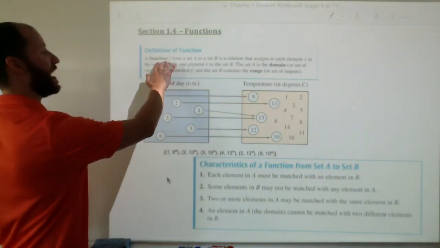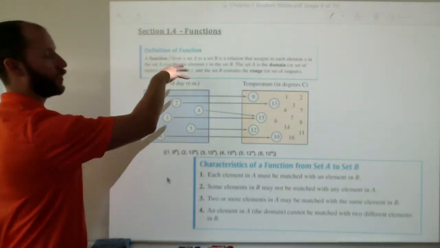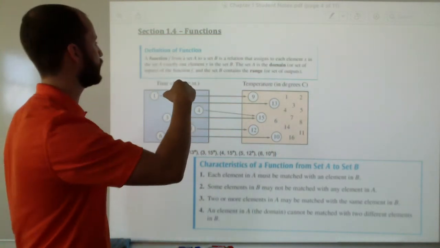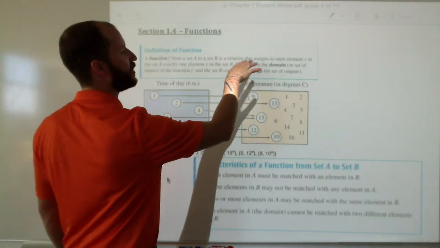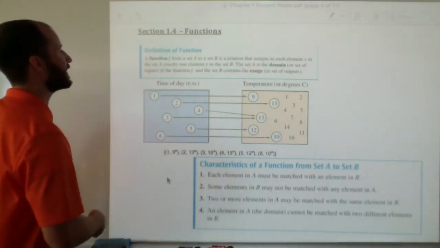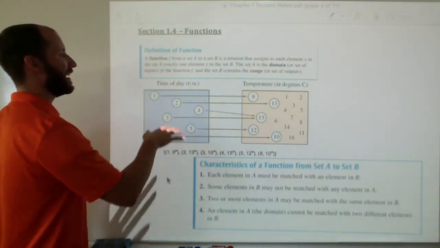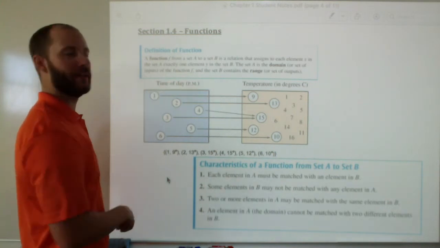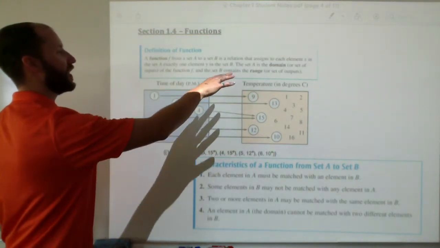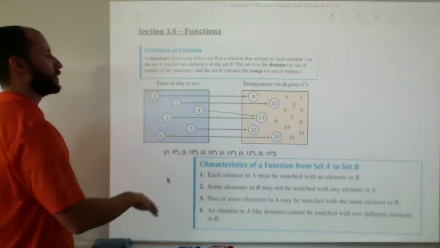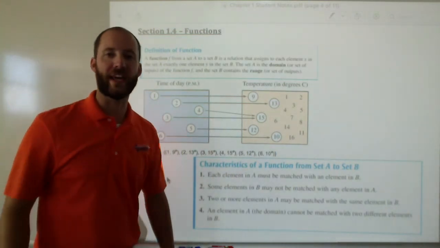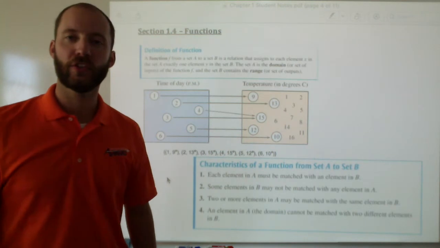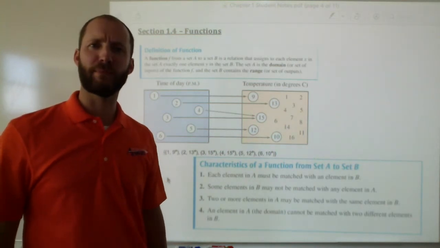So a function f from a set A, so a group of values, to a set B, another group of values, is a relation that assigns to each element x in the set A exactly one element y in the set B. The set A is the domain or set of inputs of the function f, and the set B contains the range or set of outputs. So that's a real textbook definition.